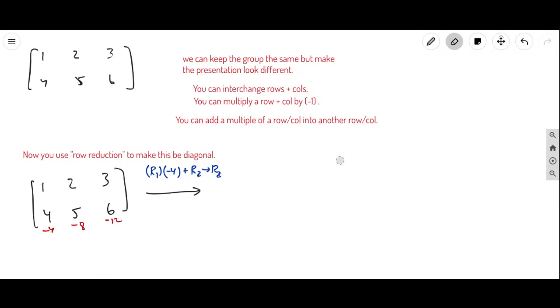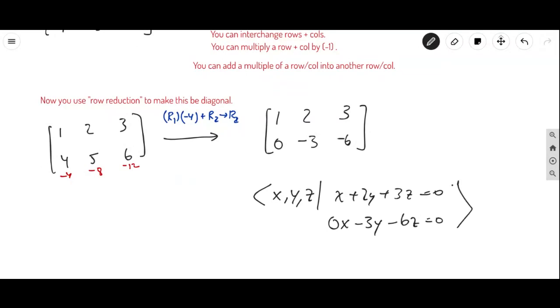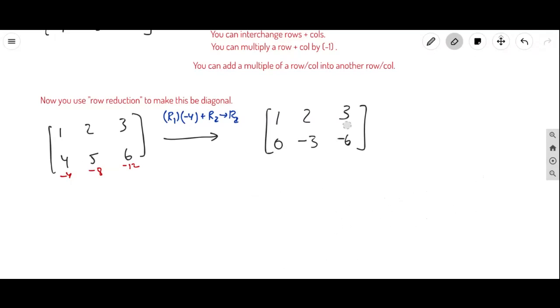And now if you do the operation, you've changed the presentation of the group. So this is 1, 2, 3 and 0, -3, -6. What is this supposed to represent? This is supposed to represent the group x, y, z with the relations x plus 2y plus 3z is 0, and 0x minus 3y minus 6z is 0. So you are replacing the relation by this. In the end it looks different from the original presentation, but you're still describing the exact same group.